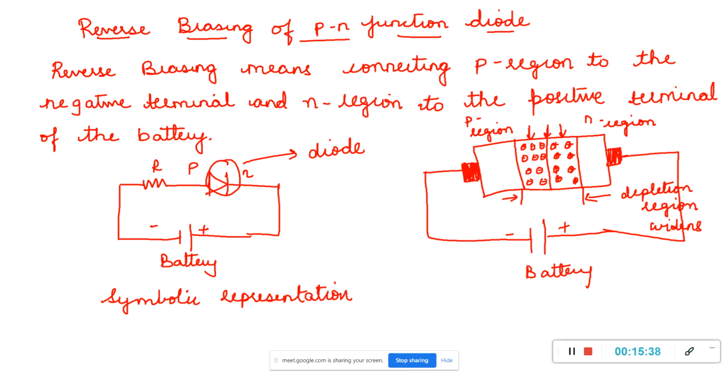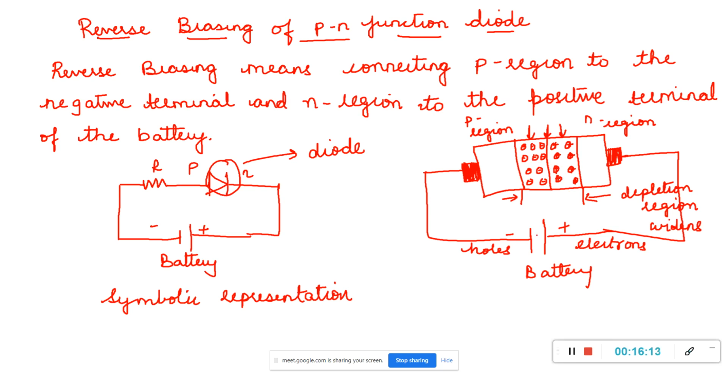and the positive terminal attracts the electrons. We all know that the positive terminal of the battery attracts the electrons and the negative terminal attracts the holes. So the positive terminal attracts the free electrons in the N region, moving away from the junction. So these holes are also moving away from the junction, and these electrons are also moving away from the junction.